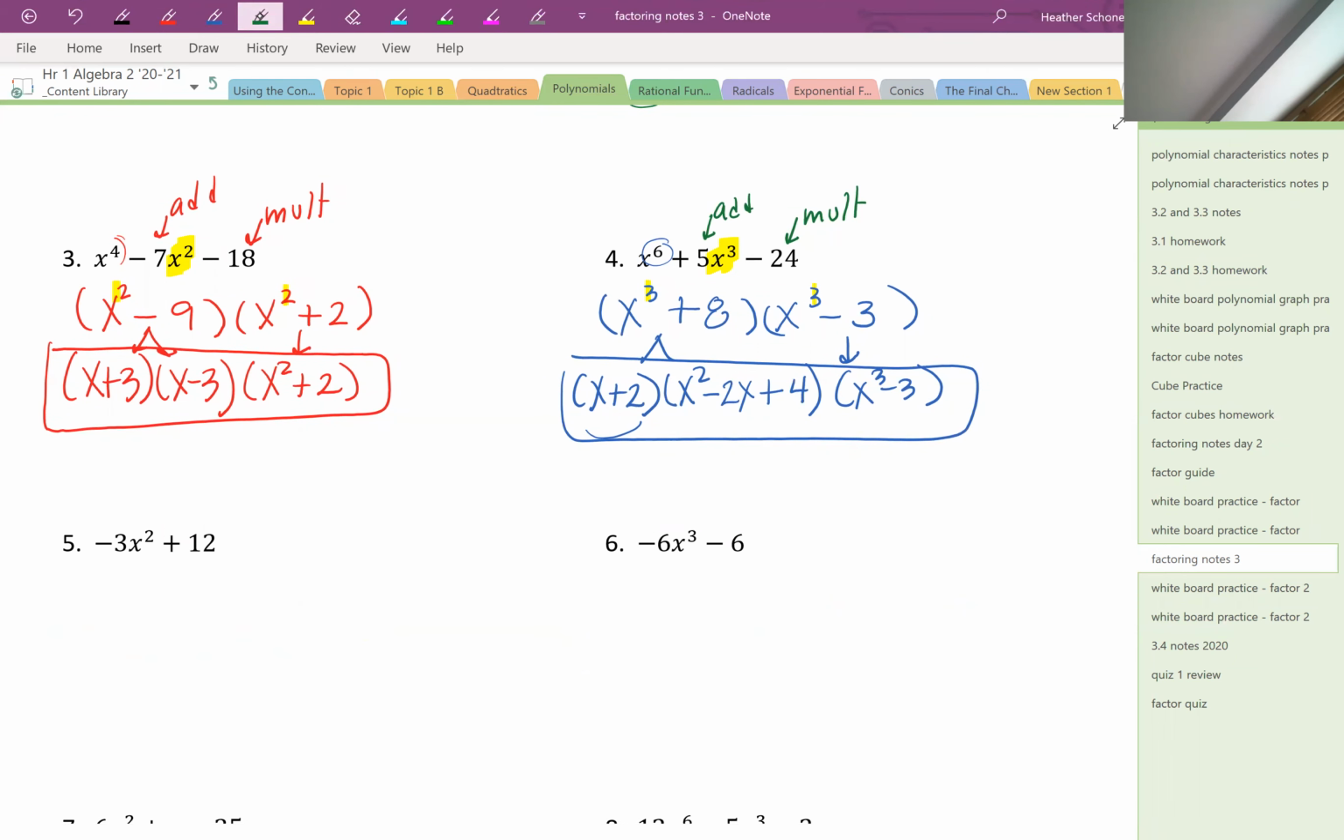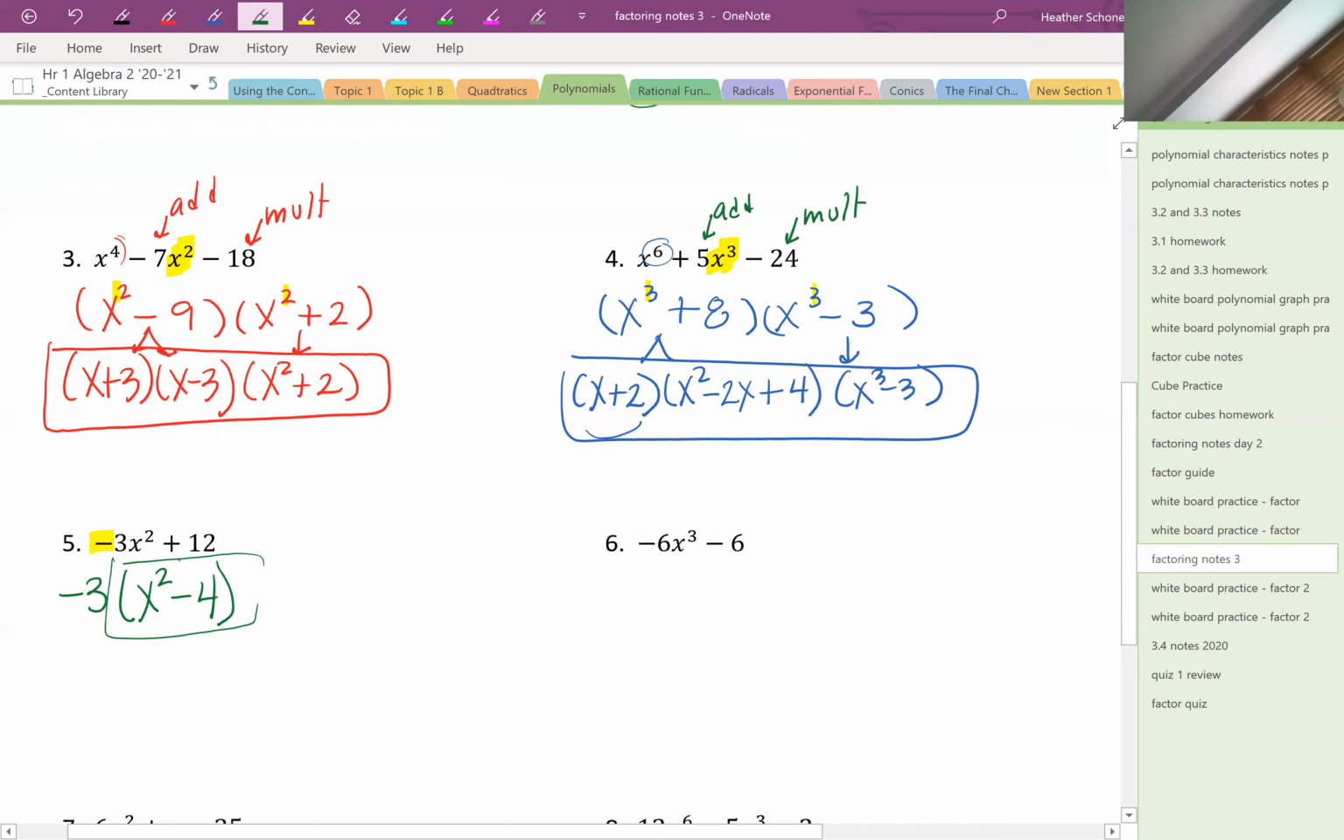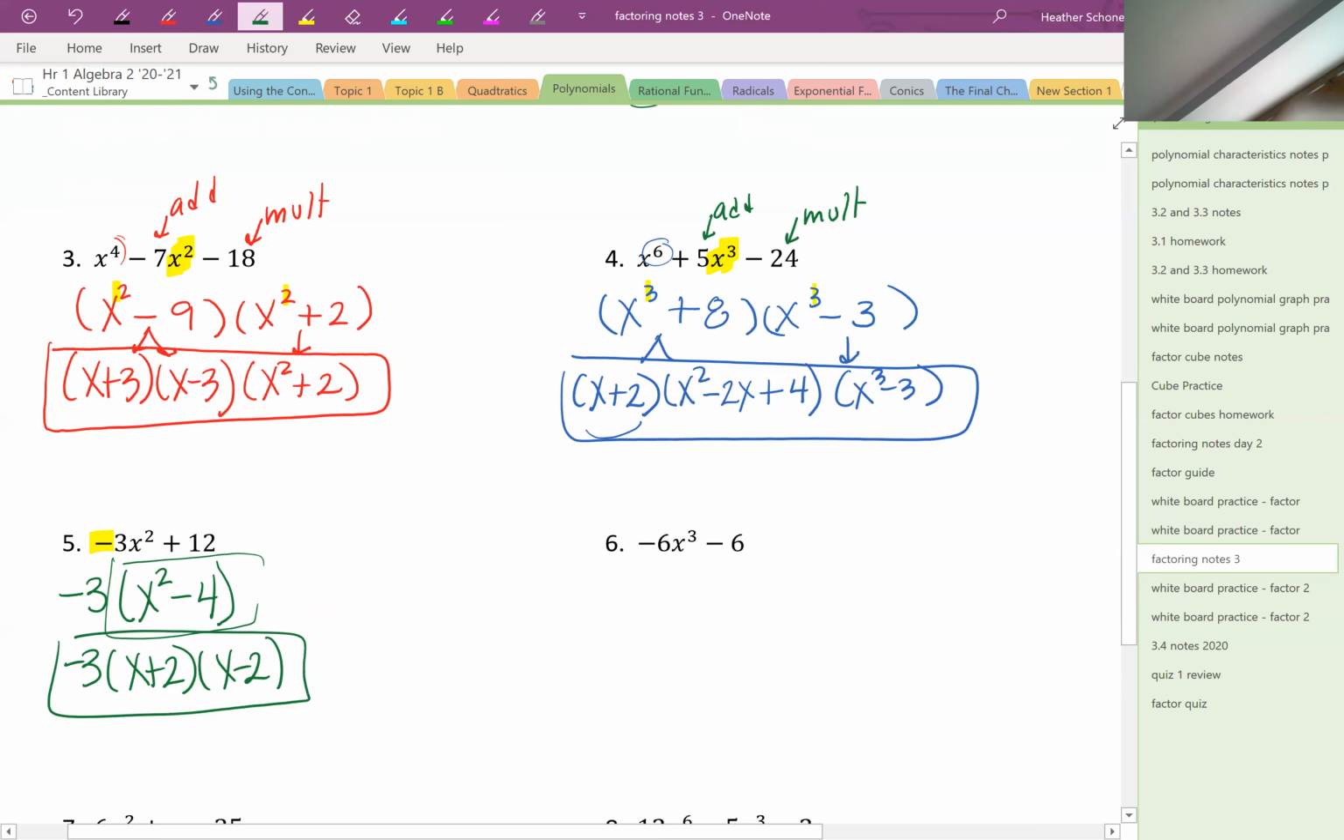All right, let's look at number 5. The first thing we look for is the greatest common factor. Because this leading coefficient is negative, that means there has to be a greatest common factor. We have to take out a minimum of -1, but this one we can actually take out a -3. And when I do that, I get positive x squared, and 12 divided by -3 is -4. Now looking just inside the parentheses, I've got a binomial, and I can decide if it's squares or cubes, and this one would be squares. So now I'm going to rewrite this as x plus 2, x minus 2.